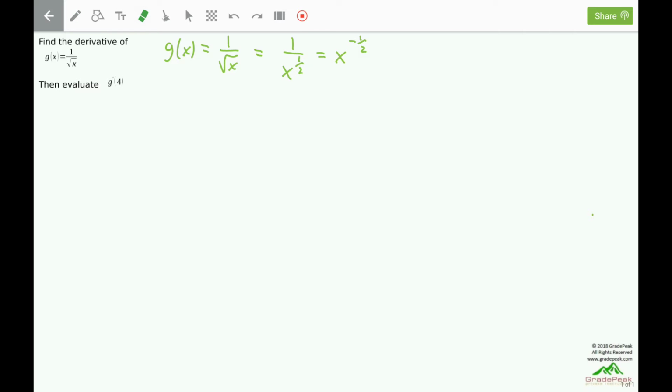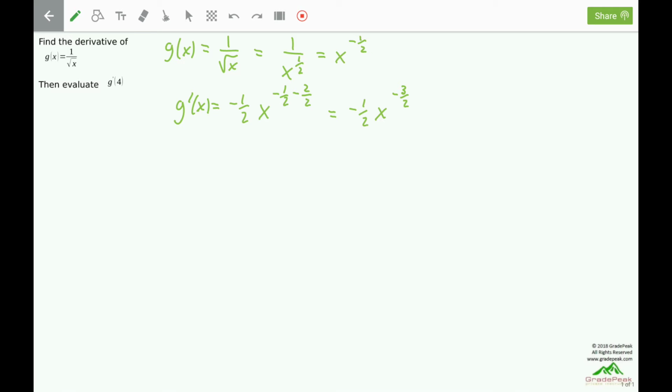And now it'll follow a power rule for the derivative. G prime of x will be bring down the power, negative 1/2, x to the negative 1/2 and then minus 1. Well, minus 1 is minus 2 over 2, so that they have a common denominator. And that'll give us negative 1/2 x raised to the negative 1 minus 2 is a negative 3 over 2.